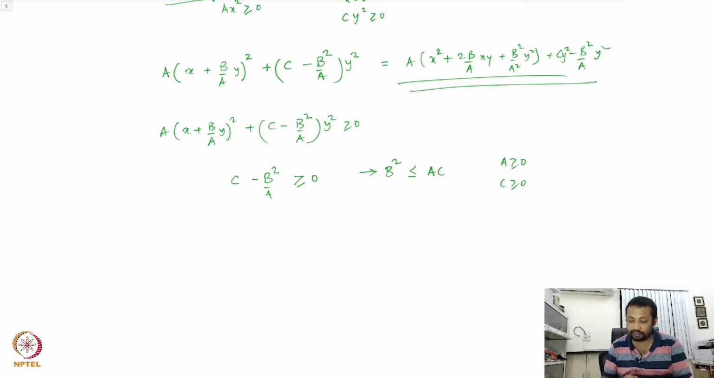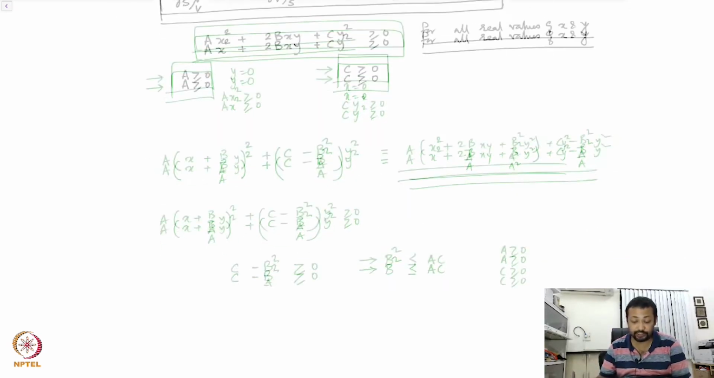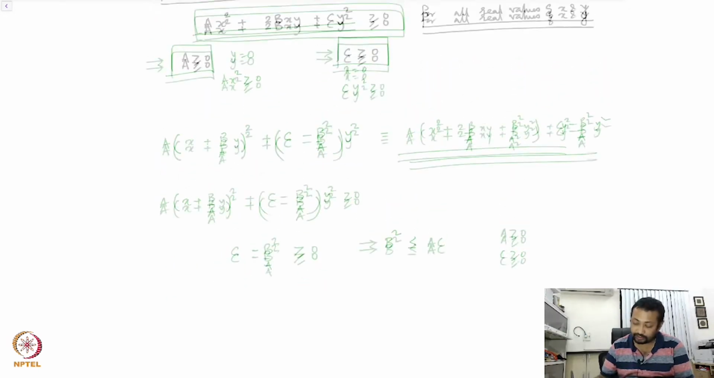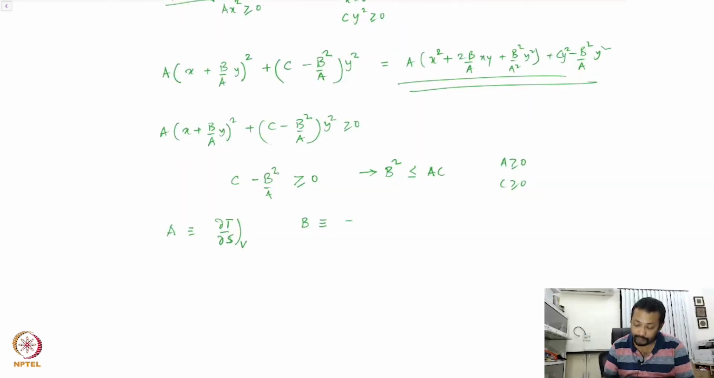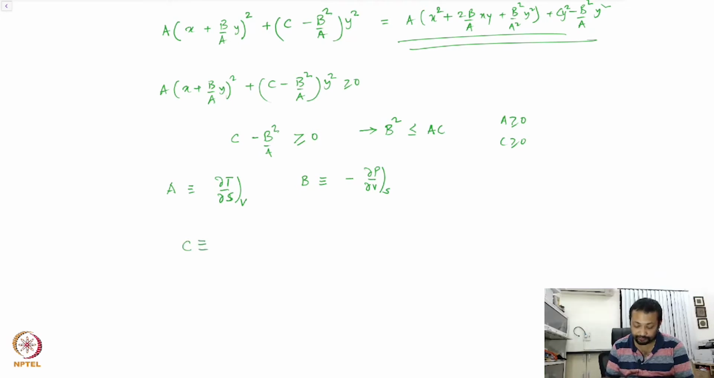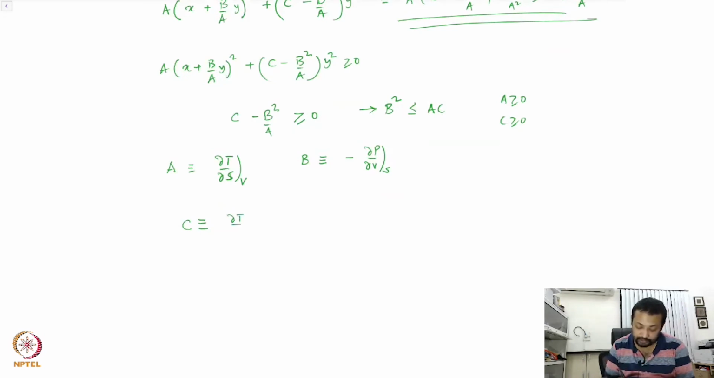Once I have this now, let us identify what a, b and c correspond to in this inequality that we have written down for the minimization of the energy. So a is identical to ∂T/∂S at constant volume, b is identical to minus ∂P/∂V at constant entropy, and c is identical to ∂T/∂V at constant entropy.